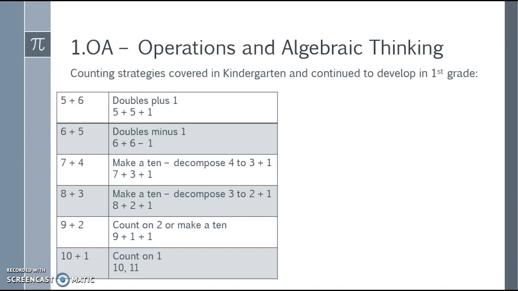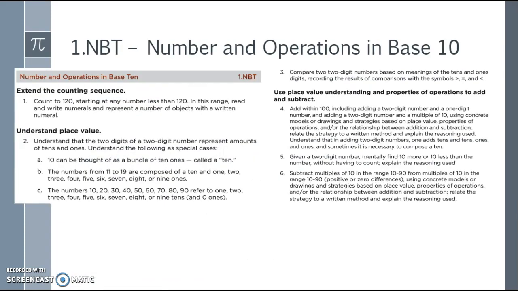So 10, 11. Okay, moving to number and operations in base 10. So now we're going to extend counting to 120. And we can pick up at any place in between to get to 120. Understand place value. So knowing that we can bundle 10 units into a group of 10. Use place value, understand properties of operations to add and subtract using 2-digit numbers.